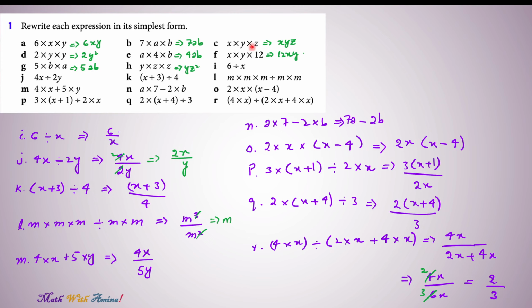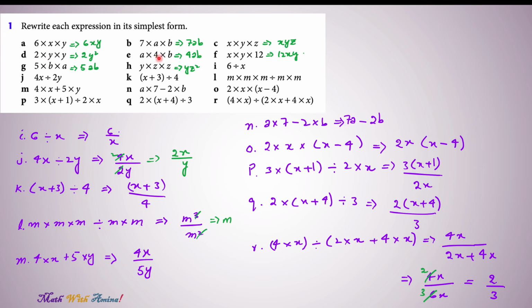The multiplication sign is being removed, but in an algebraic expression, this does mean that there is multiplication taking place between these variables. If they had a particular value, we would be able to express it, which is something we'll be doing in our upcoming questions. 2 multiplied by y multiplied by y, so again here y is multiplied with itself, so it would become y square, and 2 is the coefficient, so it will become 2y square.